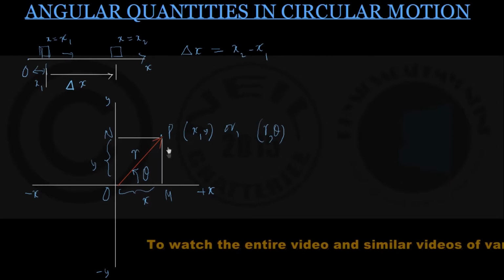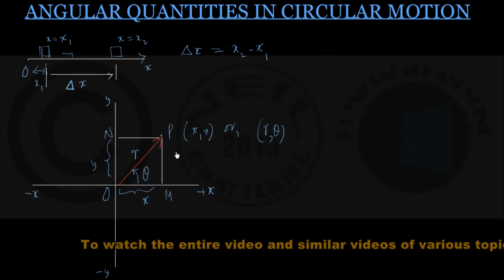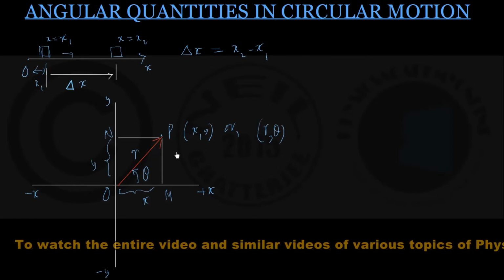So let's compare this. x, y are the Cartesian coordinates and r, theta are the plane polar coordinates of the same point. We shall discuss the conversions later, but I want to tell you that these polar coordinates will help us investigate: are both of them changing in circular motion, or is at least one of them remaining constant? That is my next topic.